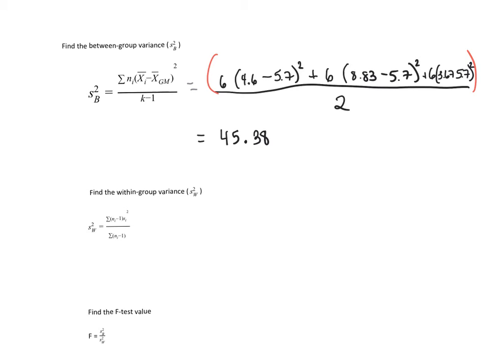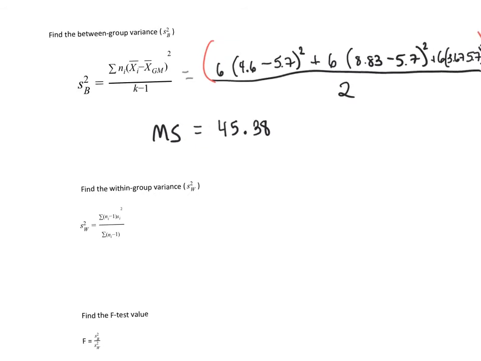This will also sometimes be called the MS. So when we look at the technology, if you see the MS, that's another way to represent between group variance. We'll have an MS for between group and an MS for within group. Speaking of within group, that is our next type of variance we have to calculate.